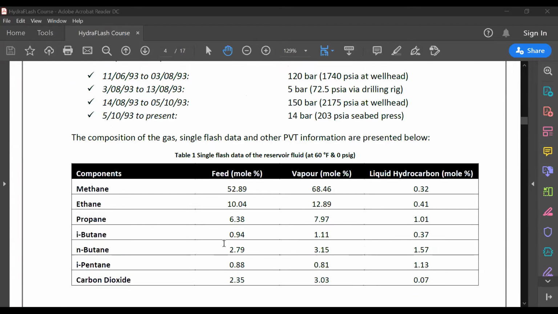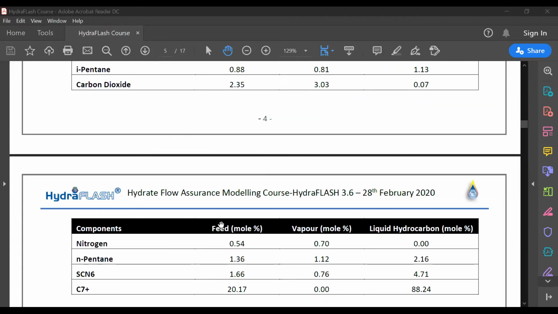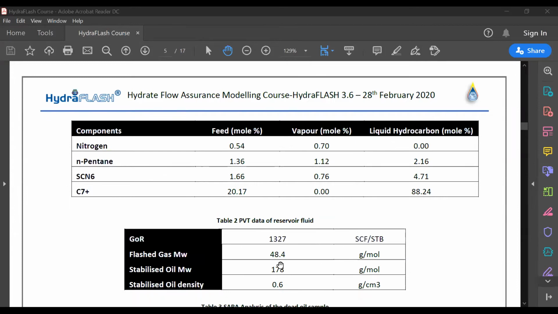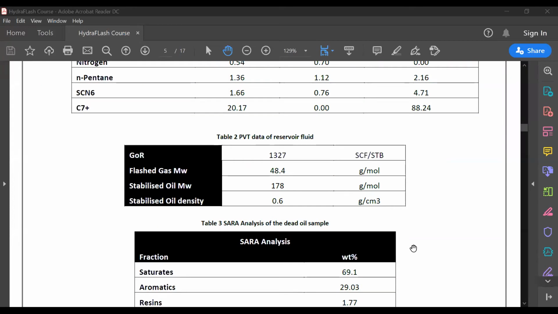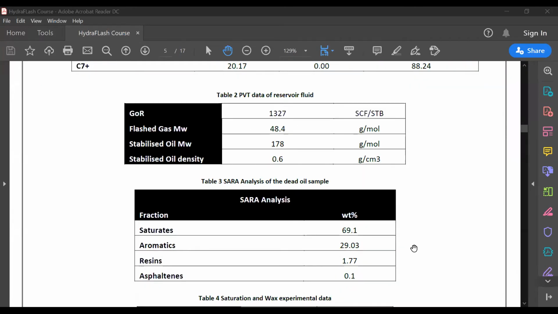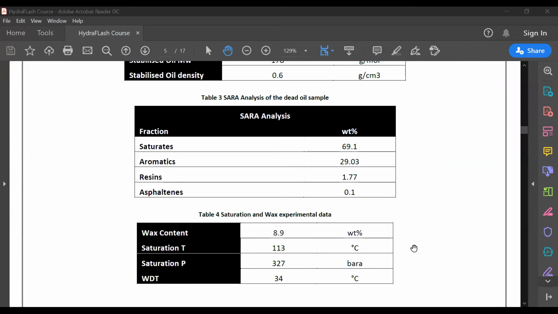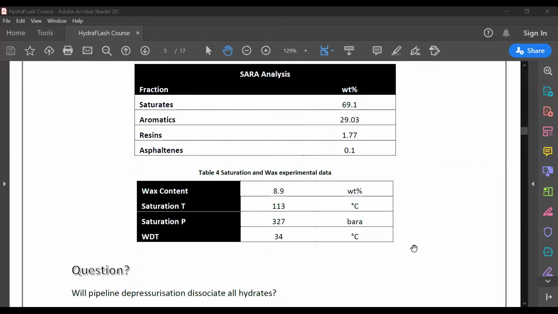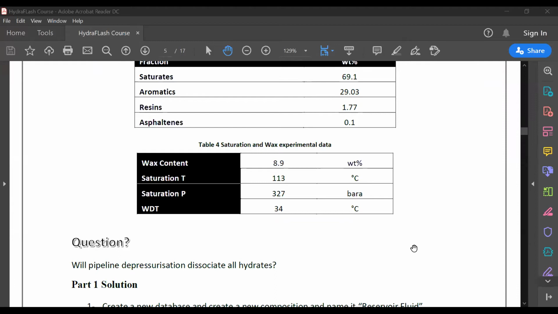And in table 1, you can find the composition of the reservoir fluid and the PVT information, GOR, molecular weights, and oil density, and also the SARA analysis of the oil, and also some measurements about wax content, saturation properties, and WDT. So the first question and the first part of the case study is: will pipeline depressurization dissociate all hydrates? First of all, we want to investigate if the depressurization of the pipeline will resolve the blockage.